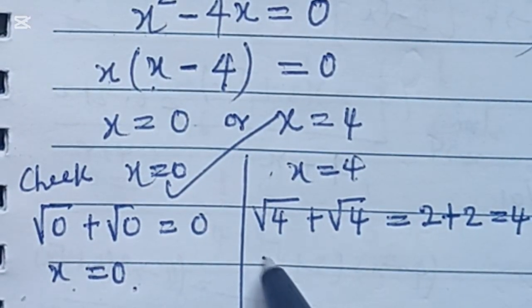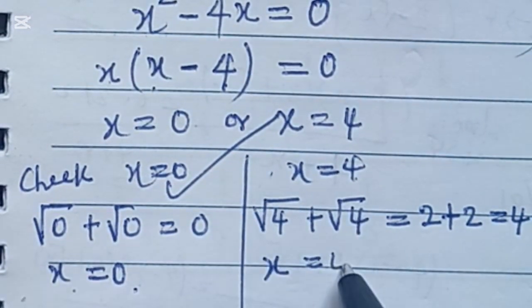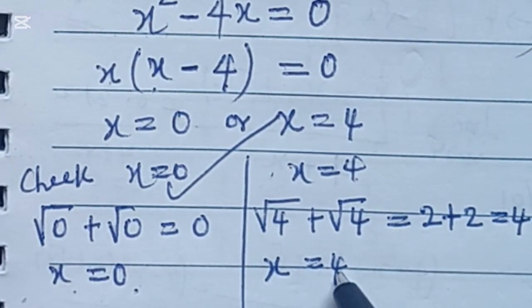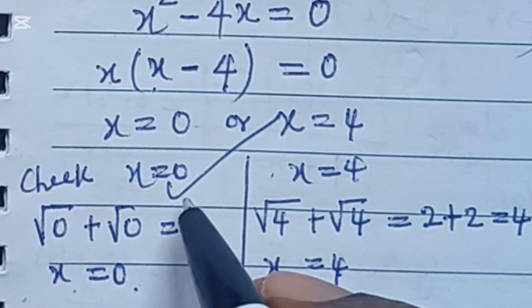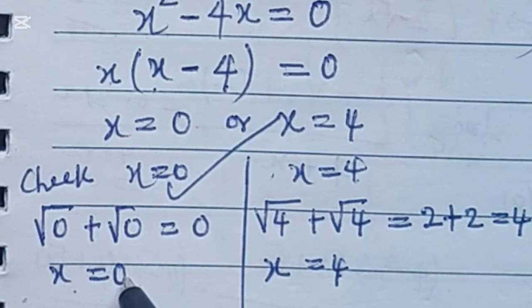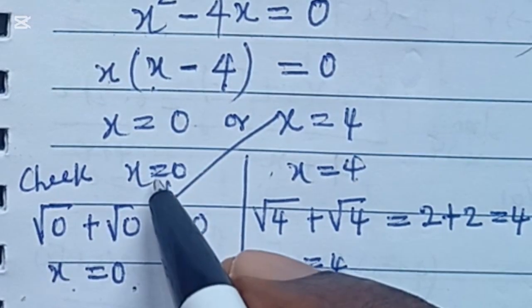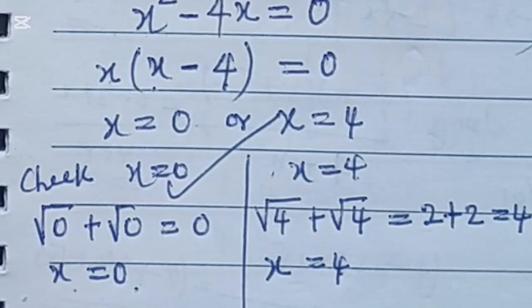While on the right hand side we simply have x, and x is equal to 4, and you see that the left hand side and the right hand side are equal for when x is equal to 4, and the left hand side is equal to 0 and the right hand side is equal to 0 when x is equal to 0. So this shows that what we solved was indeed correct.